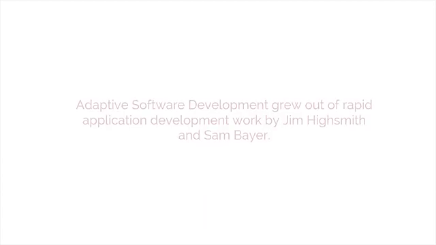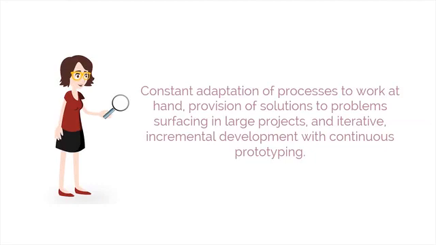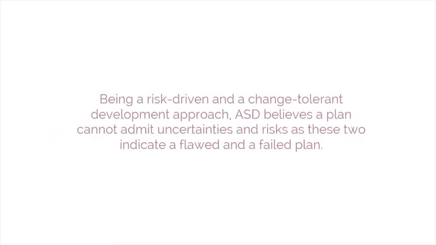The seventh method is adaptive software development. Adaptive software development grew out of rapid application development work by Jim Highsmith and Sam Bayer. The highlights of ASD are constant adaptation of processes to work at hand, provision of solutions to problems surfacing in large projects, and iterative, incremental development with continuous prototyping. Being a risk-driven and change-tolerant development approach, ASD believes a plan cannot admit uncertainties and risks, as these two indicate a flawed and failed plan.